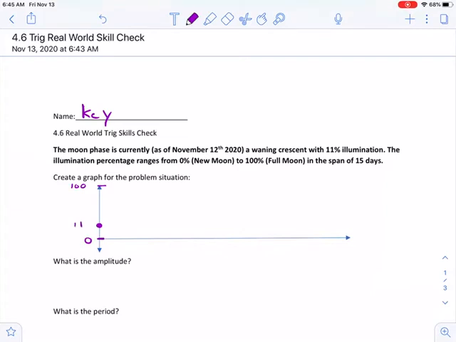Okay? The other piece of this, which was a little bit hidden, is that it's a waning crescent, which means that the illumination is actually still decreasing for a period of time. So we can expect this to be decreasing, go down to 0, come up, hit 100, go down to 0, come up, and then it's going to keep repeating over and over again.